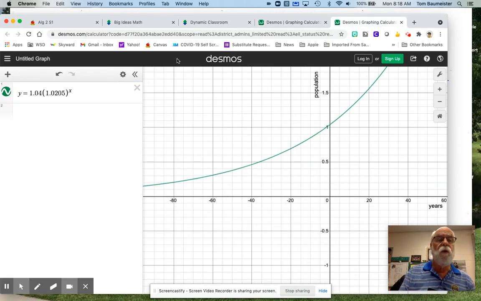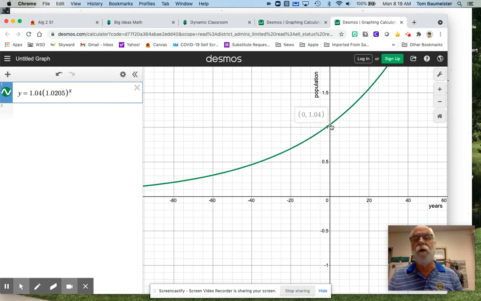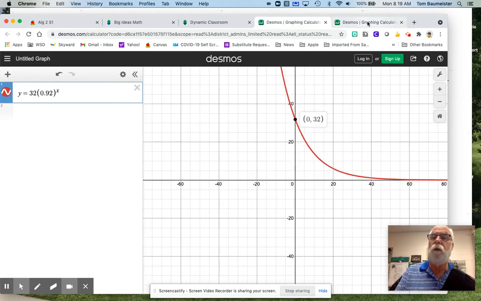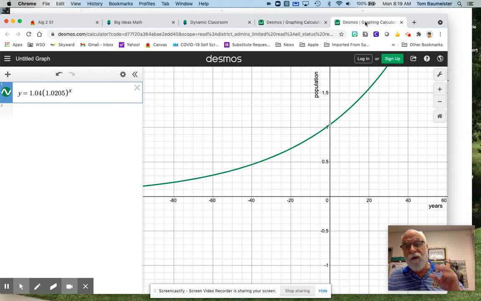So I have 1.04 times 1.0205 raised to the x power. Again, if we look right there, okay, there's our 0 is 1.04, which again is what we would expect. And notice this time it is going up, so it is increasing. If we remember, I can put it right here real quick. The last one, it was decreasing. So notice that we are doing the same kind of thing. And if I zoomed in or out, you would see it still has the same kind of shape. It starts out slow and then it goes fast. Or if it's decay, it's going down fast and then starts evening out.